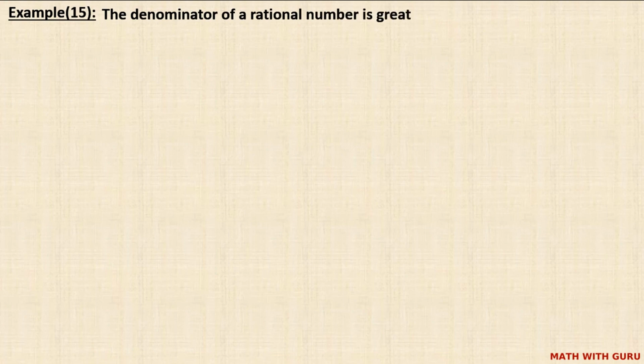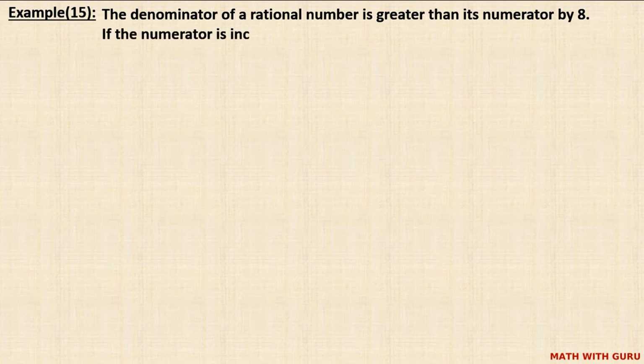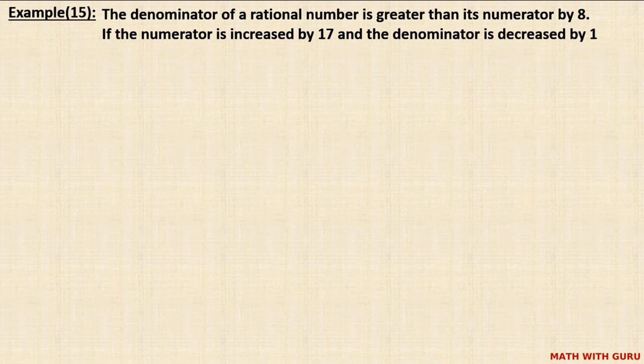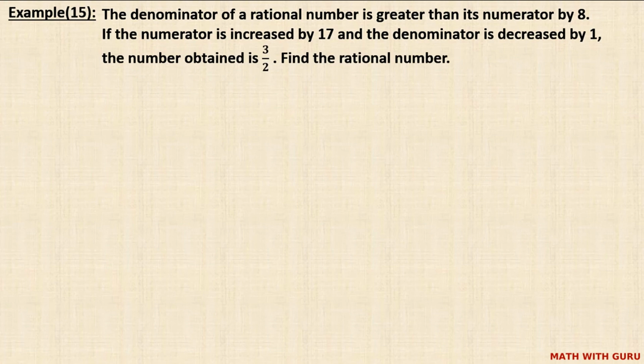Now consider the last example. The denominator of a rational number is greater than its numerator by 8. If the numerator is increased by 17 and the denominator is decreased by 1, the number obtained is 3/2, 3 halves. Find the rational number.